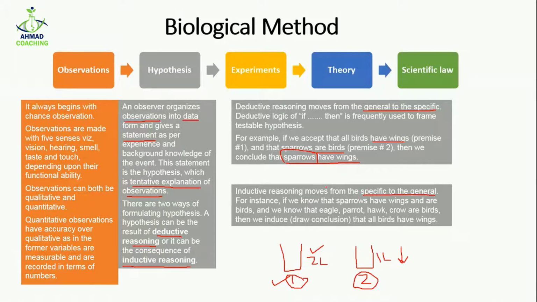For example, if we know that sparrows have wings and they are birds, now sparrow is a specific thing. And we know that eagle, parrot, hawk, crows, they are also birds. Then we induce that all birds have wings. The birds here, they are general. So from the specific observation we went towards the general observation. All right, so this is how we are going to make the hypothesis.